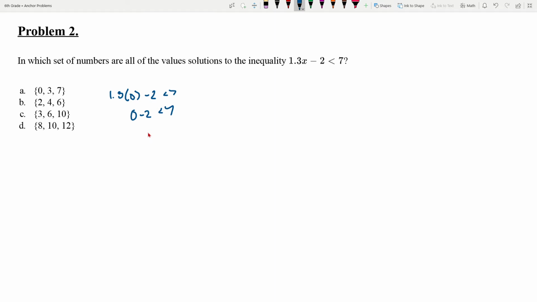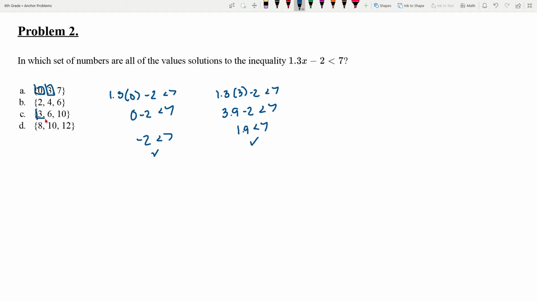And even though we haven't done too much with integers and subtracting them yet, you could use a calculator if you get to this type of thing, or just know what's 2 smaller than 0. 0 minus 2 is negative 2. Is negative 2 less than 7? Yes, so 0 works. And so do we have any numbers in common here? We have a 3. Let's test the 3. Is 1 3/10 times 3 minus 2 going to be less than 7? Well, 1 3/10 times 3 is going to be 3 9/10 minus 2. Is that less than 7? You betcha. 1 9/10 is less than 7, so 3 is true.